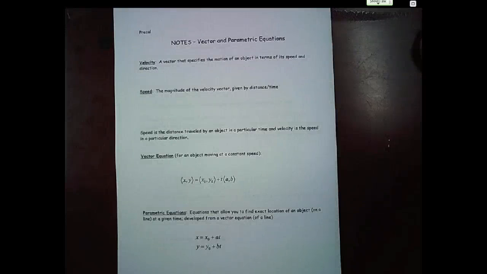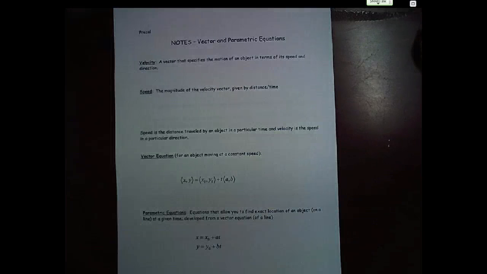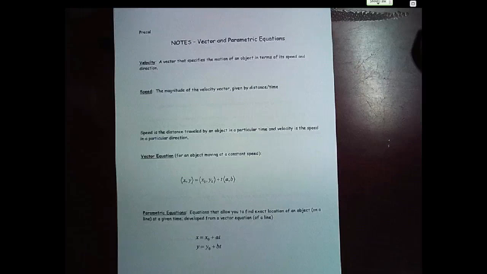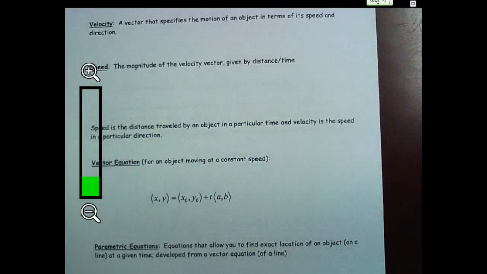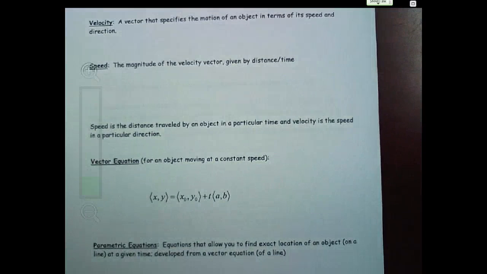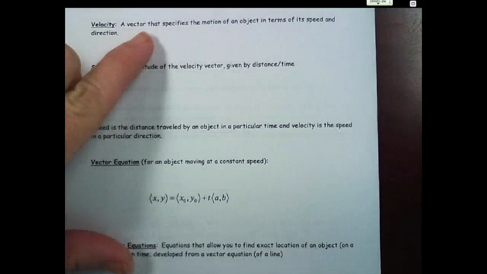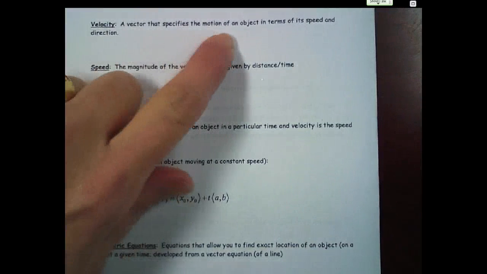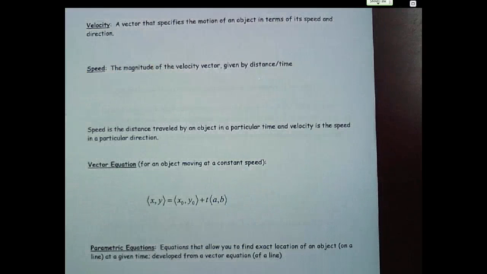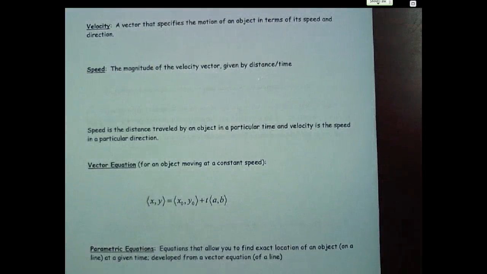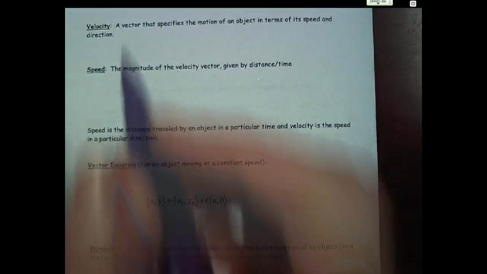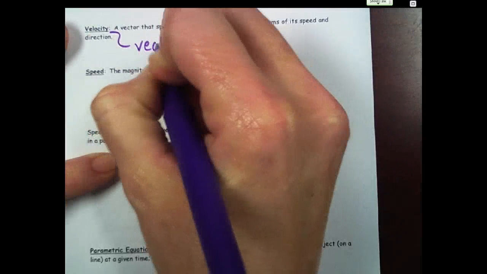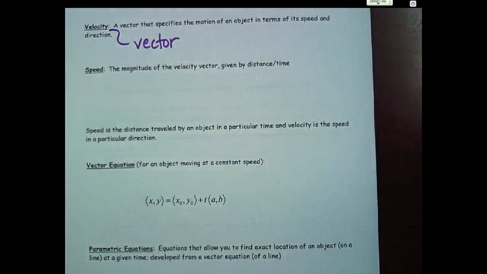So, notes on vectors and parametric equations. The first vocabulary word is velocity. Let's make it a little bigger. It gives you a definition for velocity: a velocity is a vector that specifies the motion of an object in terms of speed and direction. Velocity is what you were doing all day yesterday. A velocity is just a vector. That's all that it is.